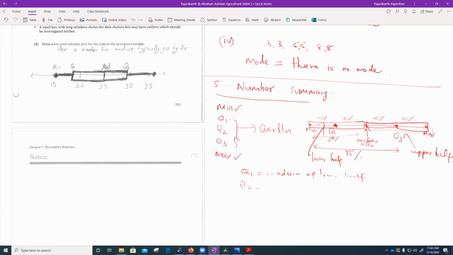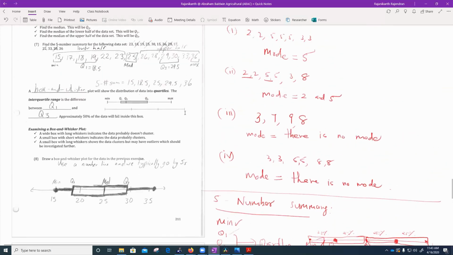Q3 is again the center point of my second piece, the upper half. So it is also a median, of my upper half. Find these two by using your median techniques again. Then we will find Q1 and Q3. Once you have Q1 and Q3, summarize everything. That is going to be your 5-number summary.